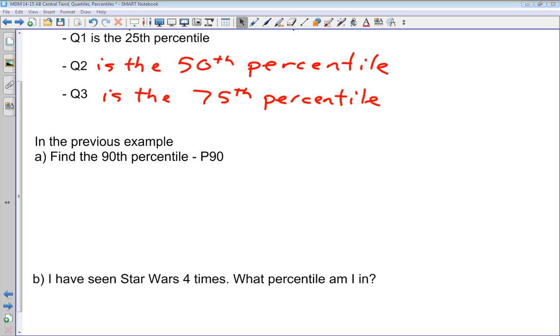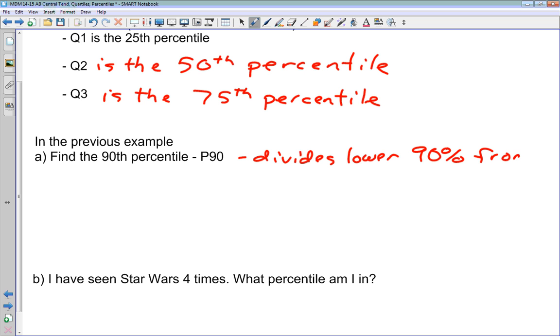So referring back to our previous example about asking people how many times they'd seen Star Wars, let's find the 90th percentile, sometimes abbreviated as P90 here. So what is the 90th percentile? Well, it's the value that divides the lower 90% from the top 10%. So it's that split between the bottom 90 and the top 10.